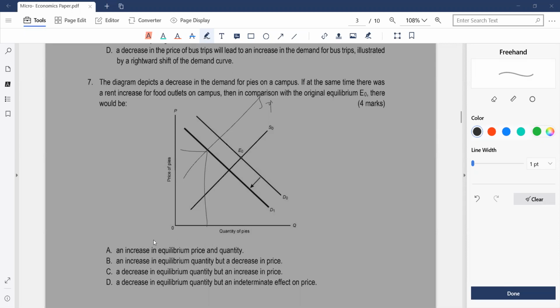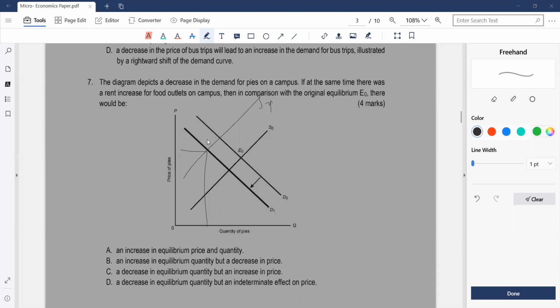Quantity definitely decreases. So A is out. Boss, can you see that quantity decreases? It was there. Quantity has decreased. All right, let's look at B. B says an increase in equilibrium quantity, no, it's out. A and B are out on the grounds that there is no increase in equilibrium quantity. Let's go to C.